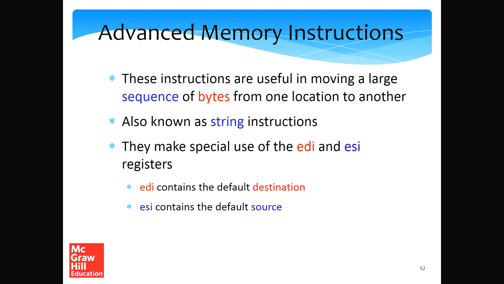Typically, some instructions will prove to be useful if we look at certain common programming patterns. A typical programming pattern is that we move a large amount of data, like a large sequence of bytes, from one memory location to another memory location. Instructions that help us in moving a long sequence of bytes from memory location A to memory location B are known as string instructions. The string instructions make special use of the EDI and ESI registers, as we had discussed in one of the earlier slides. EDI contains the default destination and ESI contains the default source.